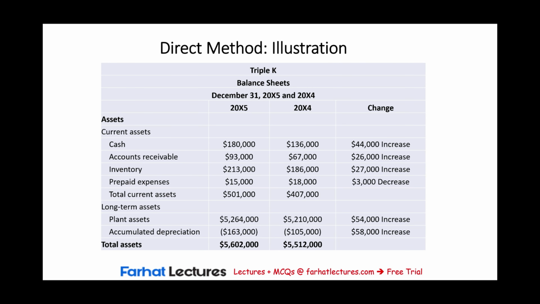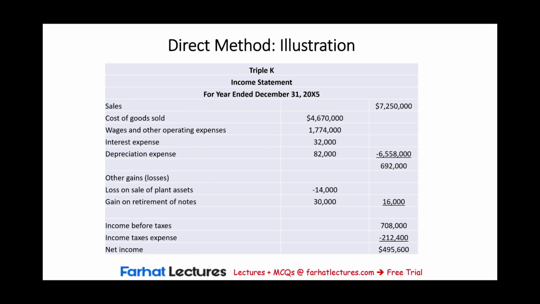In the direct method, you look at each line and you convert into cash. So we're going to look at sales, 7,250,000, and we're going to figure out how much of that sales is cash and how much of it is non-cash, because we're only concerned with cash. Cost of goods sold, how much of it is cash paid and how much of it is not. Wages and other operating expenses, interest expense, so on and so forth. It's called the direct method because we're going to convert each line directly.